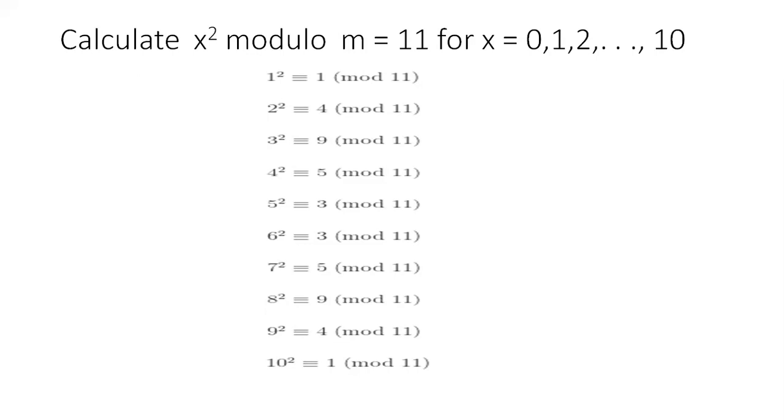6 square is 36, and 36 mod 11 is 3 again. 7 square is 49, and 49 mod 11 is 5. Then 8 square is 64, and when you take the remainder with 11, it becomes 9. And 9 square is 81, and 81 mod 11 is 4. And the last one is 10. 10 square is 100, and when you divide it by 11, 11 nines are 99, so the remainder is 1. So in the case of the equation x square modulo 11, the values for different values of x will be like this.